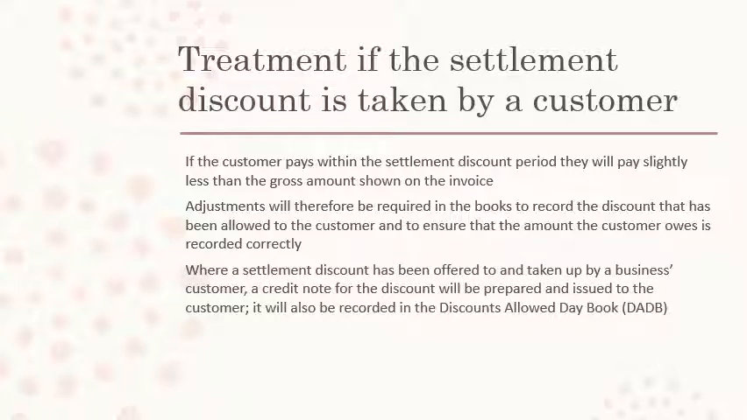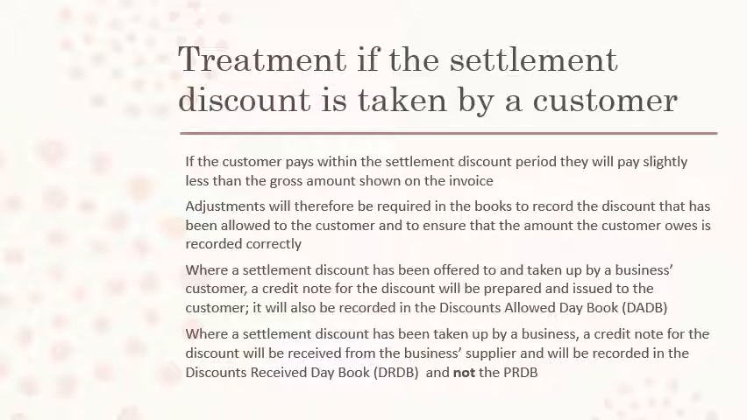So where a settlement discount has been offered to and then taken up by a business's customer, we issue a credit note for that discount. And this credit note will then be recorded in what's called the discounts allowed daybook. Normally credit notes are recorded in the sales returns daybook, but where the credit note is being given for a discount, it'll go in this new book, the discounts allowed daybook.